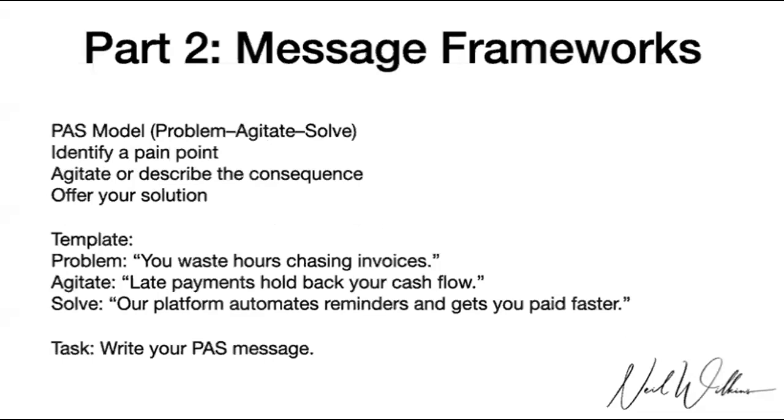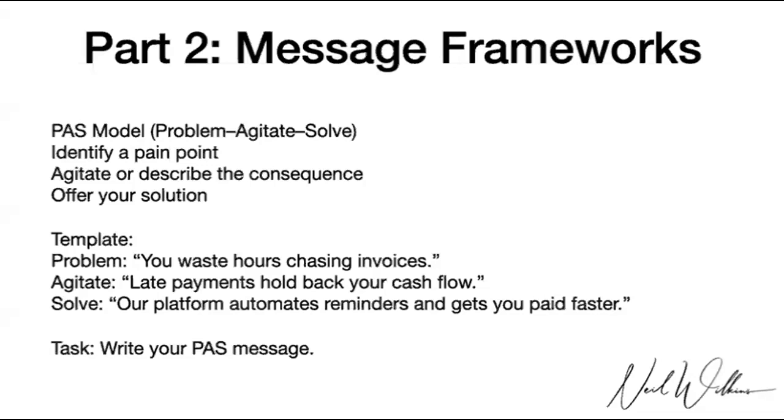And then we can use the PAS model: problem, agitate, solve. In other words, with your product or service, maybe you could identify a pain point. This is another message framework. Identify a pain point that this product or service could help to solve. And then agitate or describe the consequence. In other words, really kind of rub in the fact that if you don't really attend to this pain point, it could get worse, or it might last longer, or it could become more uncomfortable. And then solve, offer your solution.